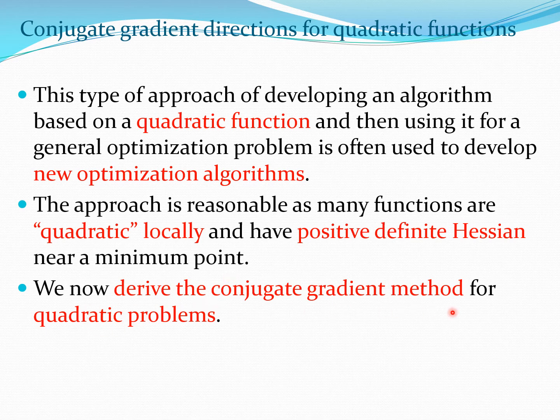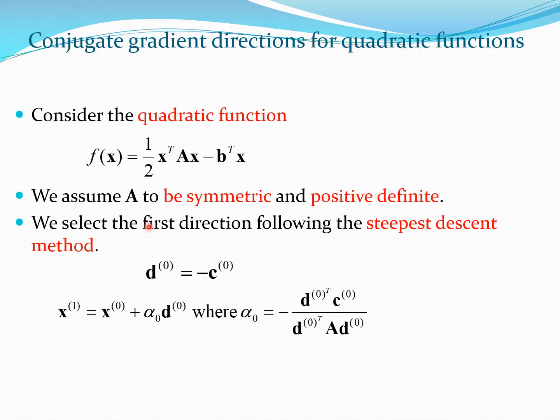Now we are going to look at the conjugate gradient method for quadratic functions. So let's again go back to our quadratic function f of x equals half x transpose A x minus b transpose x, and again we assume that A is symmetric and positive definite. Now the first search direction comes directly from the steepest descent method, so d0 is minus c0. We already know how to go to the next point x1.